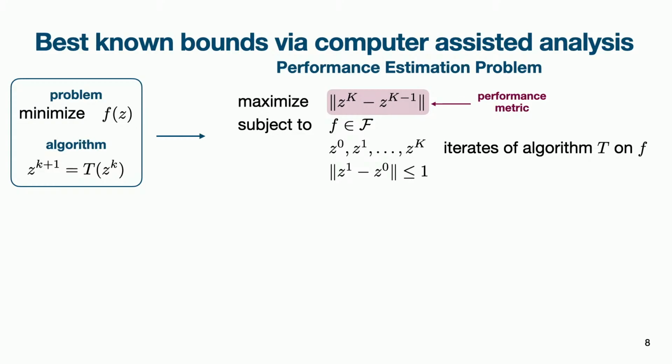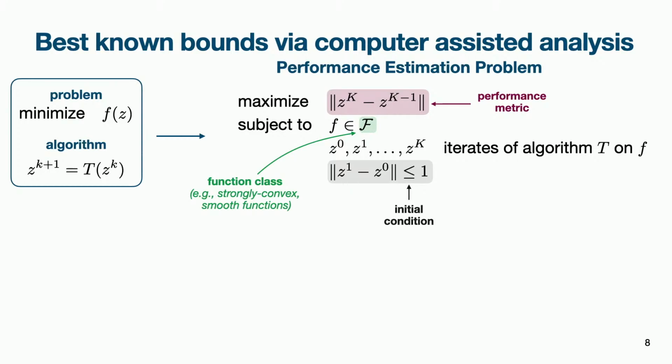And then the constraints are that you want to optimize over all the functions that live in a function class that you assume. For example, in traditional optimization courses, this could be strongly convex and smooth functions. Then you want the iterates to be generated by your algorithm T on the function f that you're considering right now. And then you have an initial condition, which could be, for example, the initial distance between the 2 iterates or the initial distance to optimality. So you can choose your favorite initial condition.